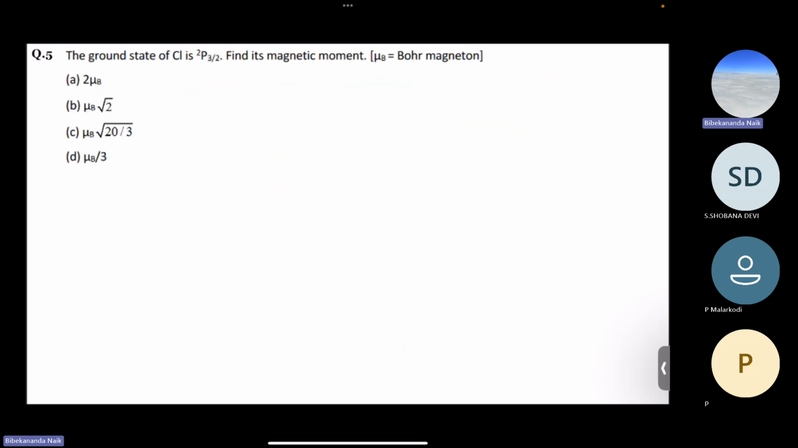Now we will move to our next question, question number 5. Question number 5 says the ground state of chlorine is 2P3/2. Find its magnetic moment in terms of mu B, where mu B is the Bohr magneton. The options are: option A, 2 mu B; option B, root 2 mu B; option C, root of 20 by 3 mu B; and option D, mu B by 3.